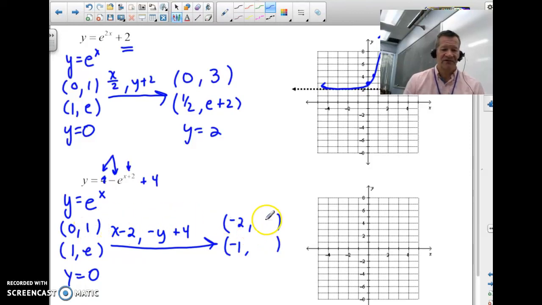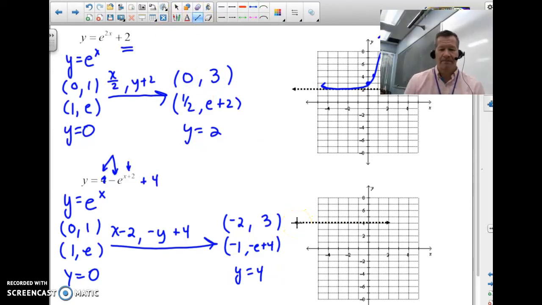So negative 1 plus 4 is 3. This would be negative 1 times e is negative e plus 4. Figure out what that is later. And negative 0 plus 4 would be 4. So y equals 4 is my asymptote. It got moved up quite a bit. Negative 2, 3. That point is right there.